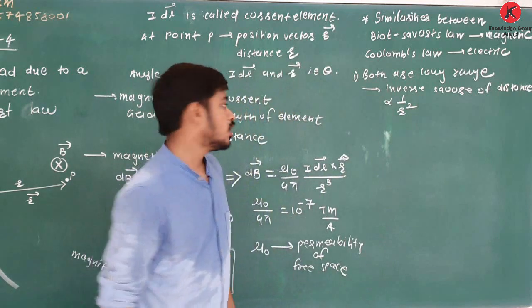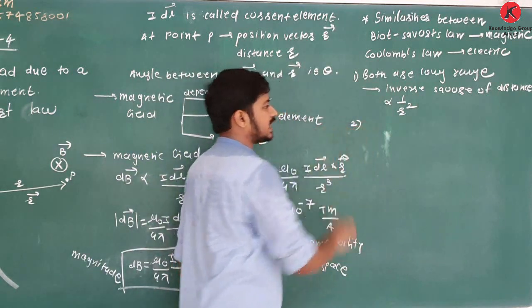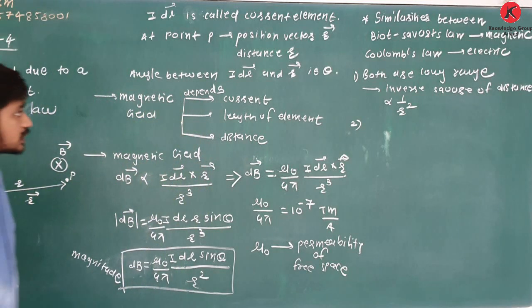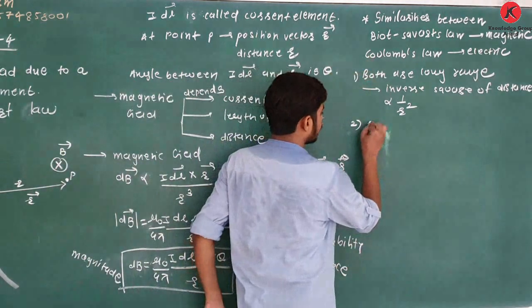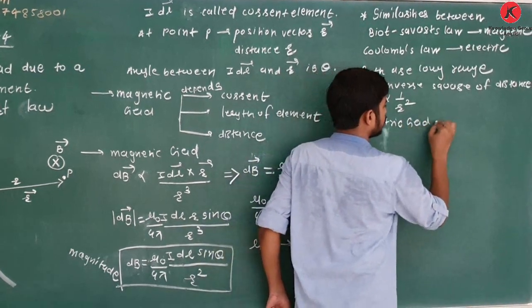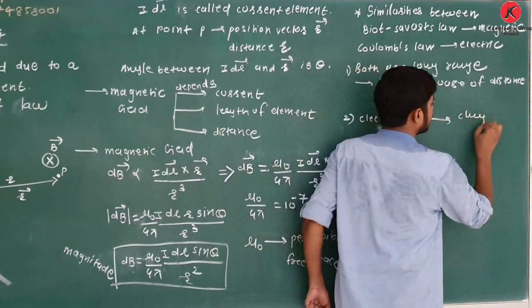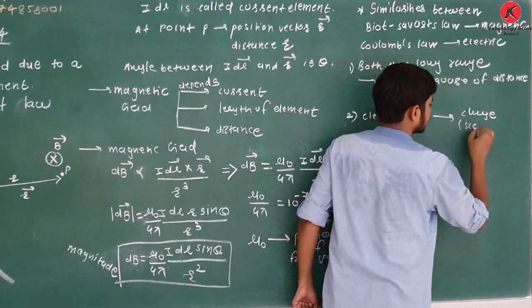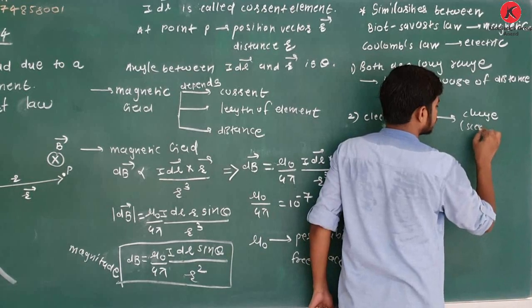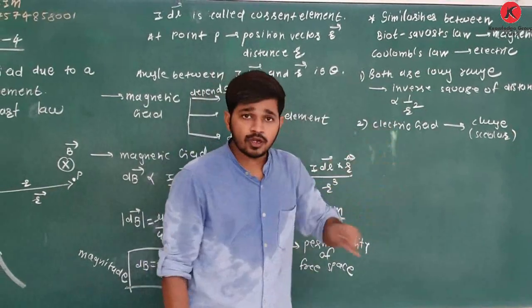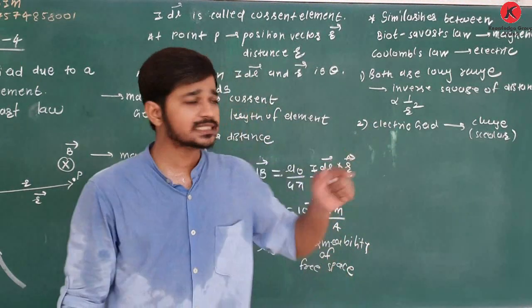Clear about this? Okay. Second point is about source. Electric field is produced due to charge, which is a scalar quantity. Yes, you know this. Electric field is produced due to charge, and charge is a scalar quantity.